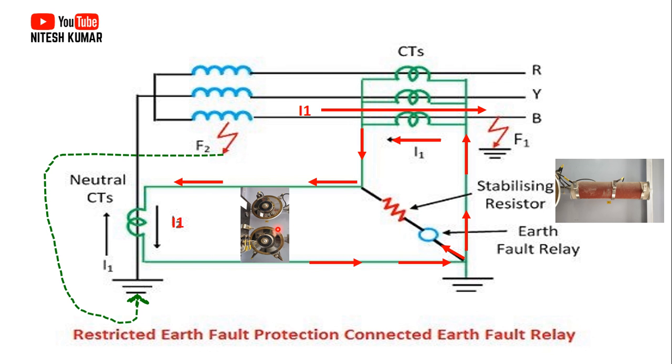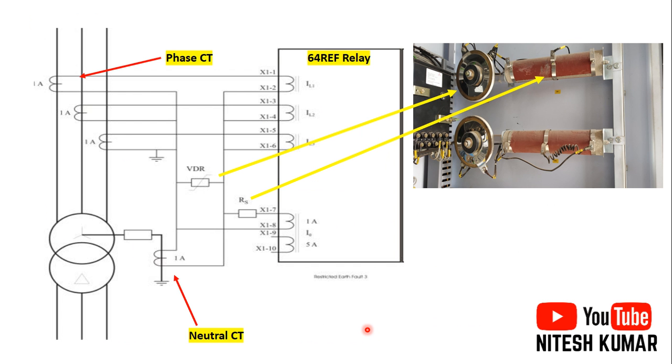I'll show you a close view of this, don't worry. So it works like this, and in such a way it protects our secondary circuit. So you now understand the purpose of using a stabilizing resistor and this metrosil. Next, here is the circuit schematic drawing where it is practically shown. This is the phase CT and this is the neutral CT connected here.